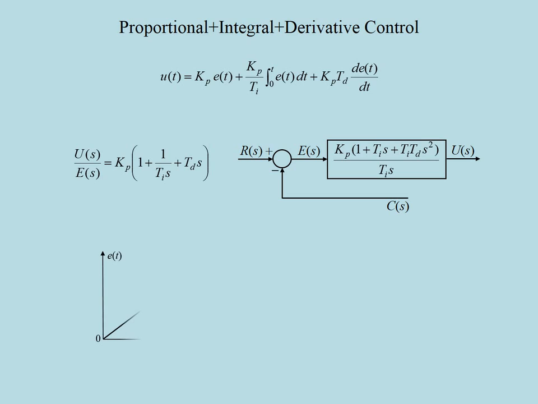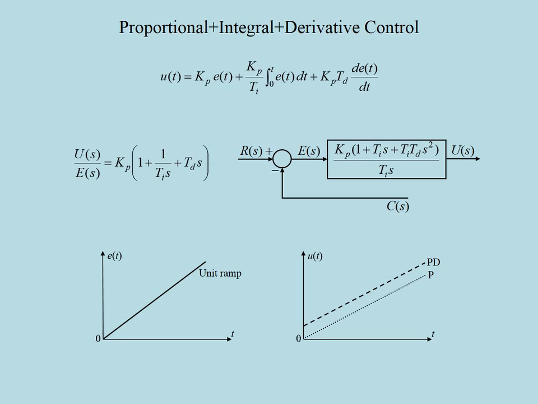If the error is persistently increasing, for example, if it is given as a unit ramp, then the proportional action will generate a ramp function. The proportional plus derivative action will also be a ramp of the same slope, but the proportional plus integral plus derivative action will be increasing in a parabolic way. We will now discuss the effects of these control actions, their advantages and their disadvantages in a bit more detail.